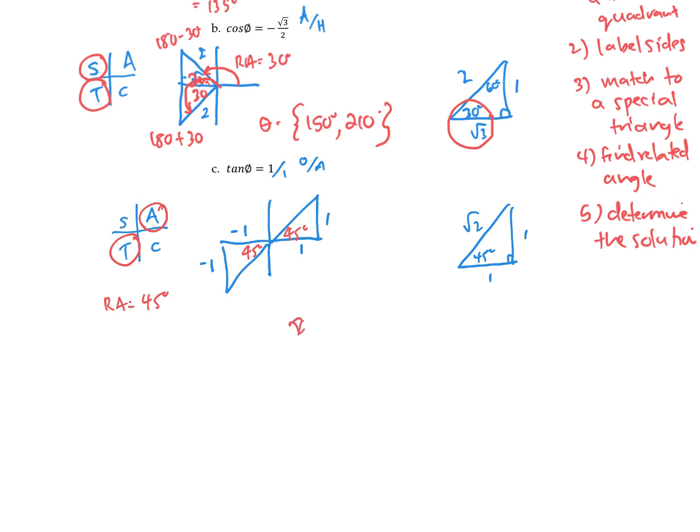Once I've determined that, I go from 0 to the terminal arm. So in quadrant 1 it would be 45. And then in quadrant 3, I'm past 180, so 180 plus 45 is 225. Okay, so just follow those steps. CAST rule to determine the quadrant, label the sides that you've been given, match it up with a special triangle, find that related angle, and then you can solve the question.